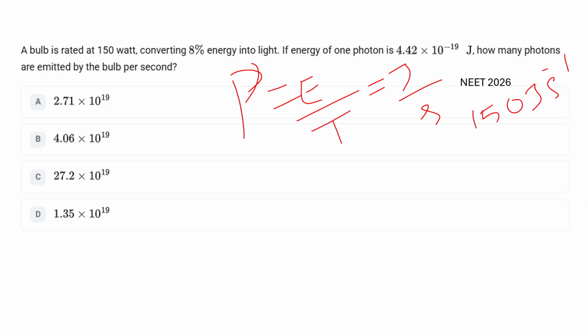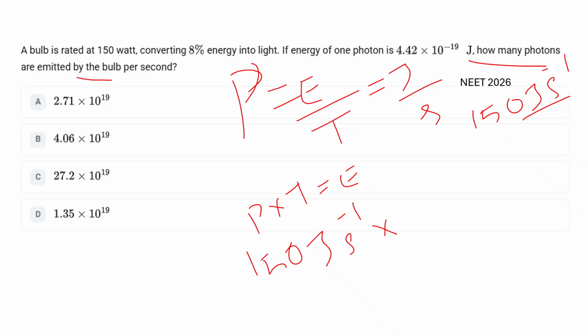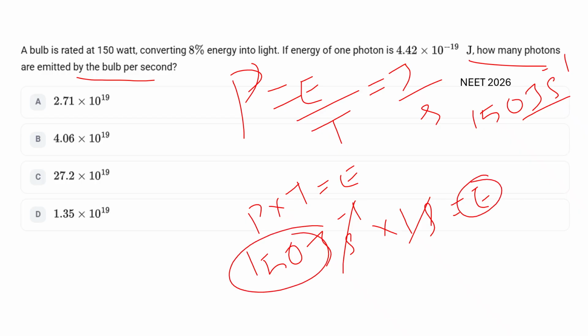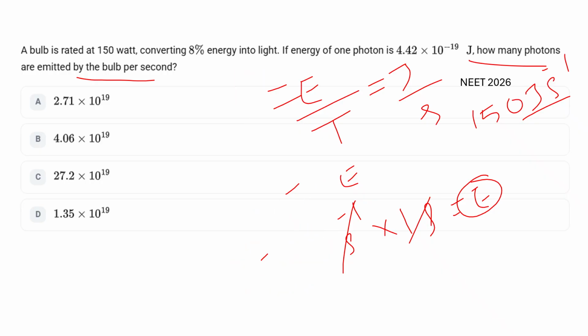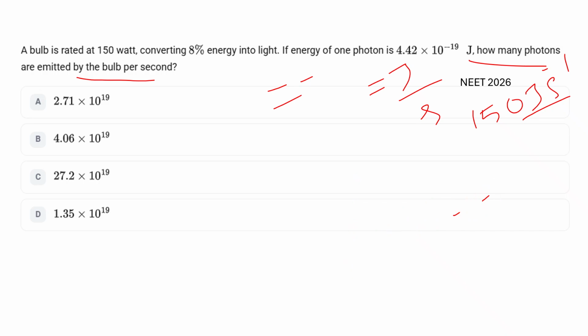If we convert this watt into energy, it is very simple. Energy is equal to power multiplied by time. Power is 150 watt, which means 150 joule per second. They are asking how many photons are emitted per second, so multiplied by 1 second. Second per second gets cancelled. So energy is also 150 joules. That's it, we found the energy of the bulb. They gave the power of the bulb, and I am converting it into the energy of the bulb.